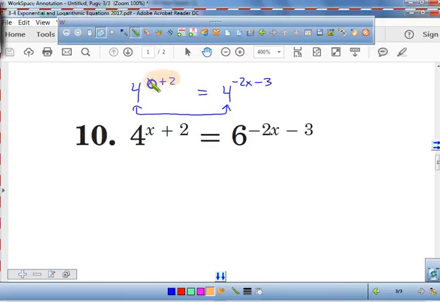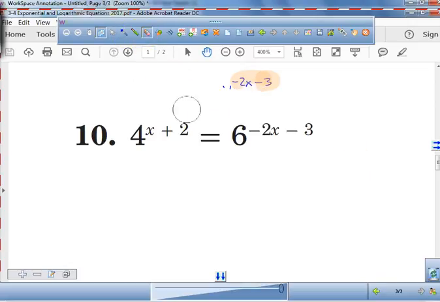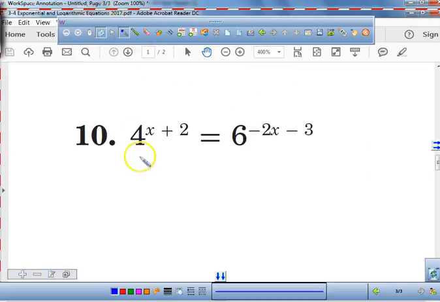And when you have the same base, all you have to do is take this side and set it equal to this side, solve for x, and you're done. However, we don't have that situation. What's the base here? That's a base 4, that's a base 6. So we can't do that.